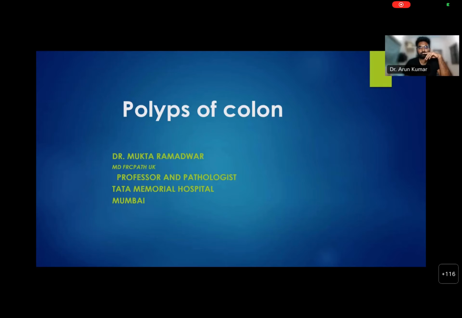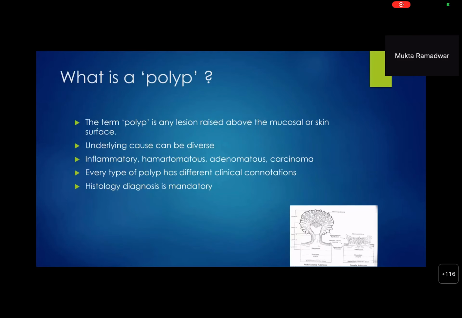Okay. So we shall begin with very basic concept of what is a polyp. What do you mean by a polyp? So let us understand that when we say this, it just means any lesion that is raised above the mucosal or skin surface, right? So underlying cause can be diverse. So a polyp can look like this, or it can even look like this, okay? A pedunculated polyp or a sessile polyp, but anything that is projecting above the surface of either the mucosa or the skin, both such projecting out lesions are called polyps.